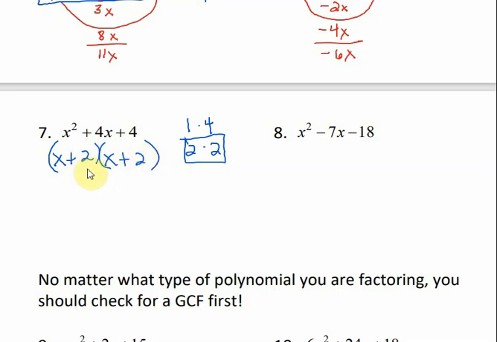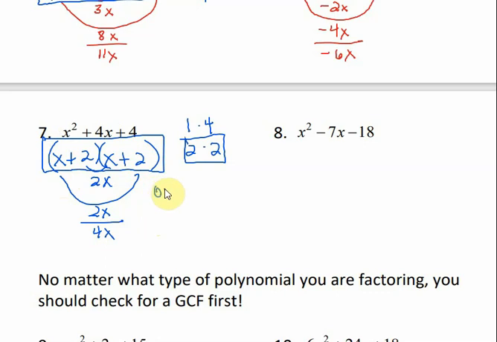And if I check these, this would give me a positive 2x and a positive 2x, which gives me a positive 4x, and that's what I need it to be. So for this one, if you'll notice, it's x plus 2 and x plus 2. So you could write your answer like that, or you could say that this is x plus 2 squared. It doesn't matter.